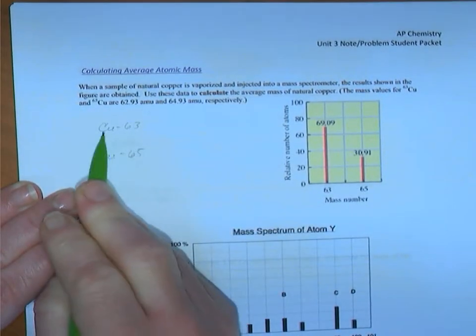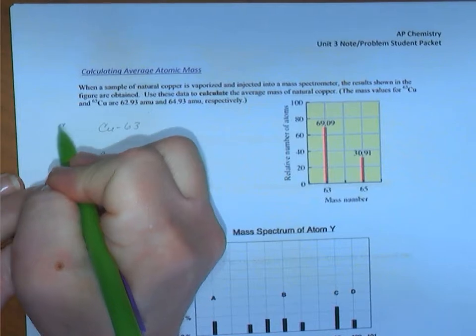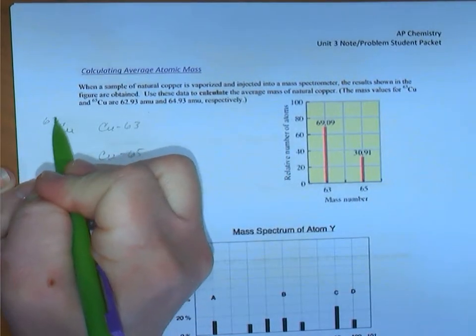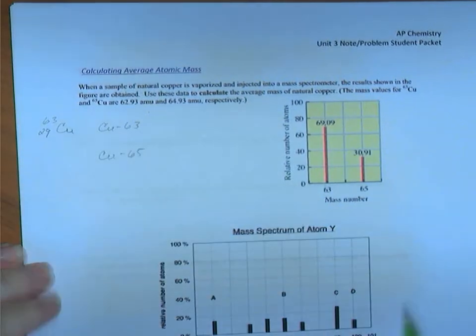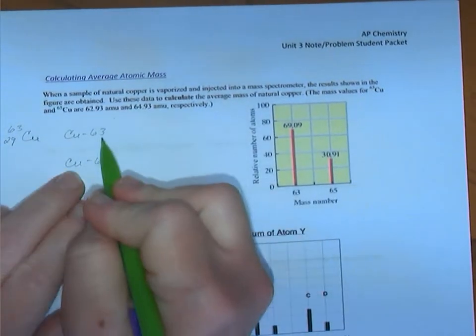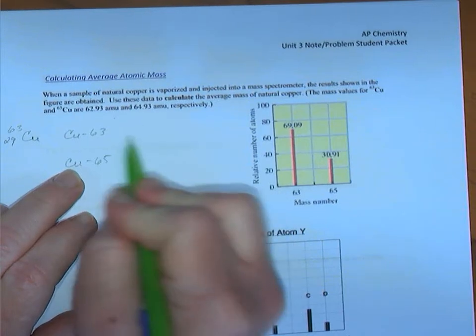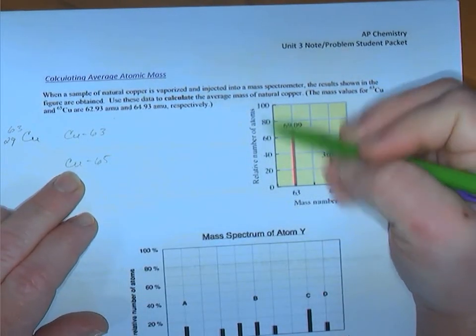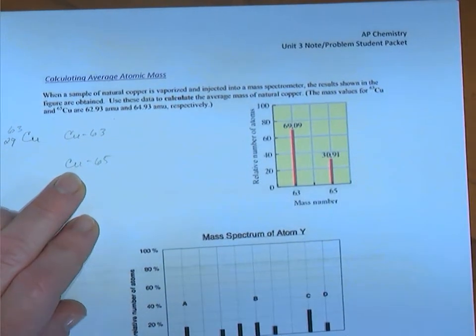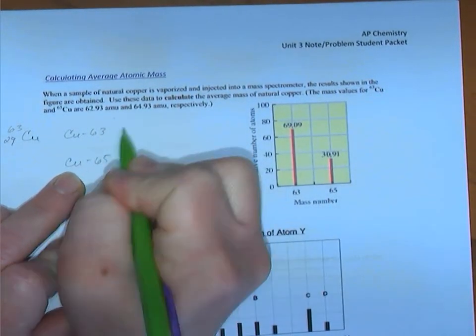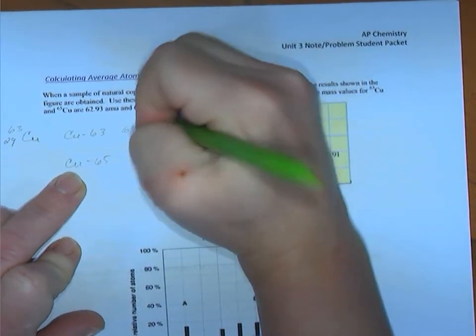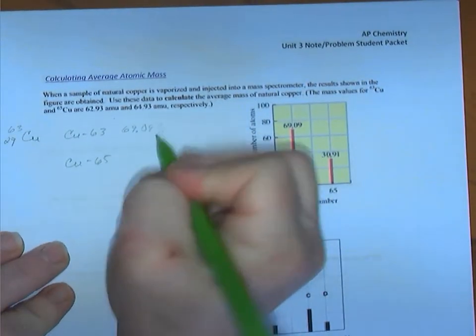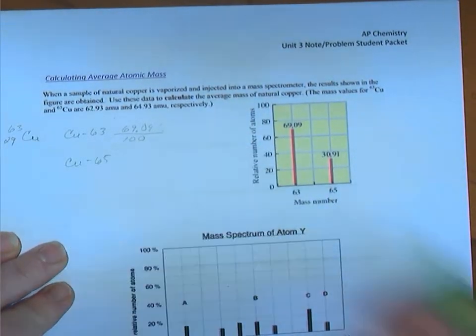So we know we can write our isotope like that. We could also do a nuclide symbol, where the mass is to the upper left and the atomic number is to the bottom left, which is 29 for copper. We could do it that way or this way. I like to then place the percent abundance next, which is a relative number of atoms. Since it's out of 100, it's 69.09%, or I could say 69.09 atoms out of 100 atoms.